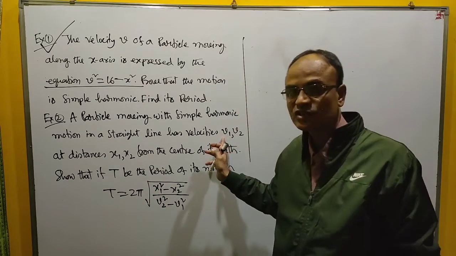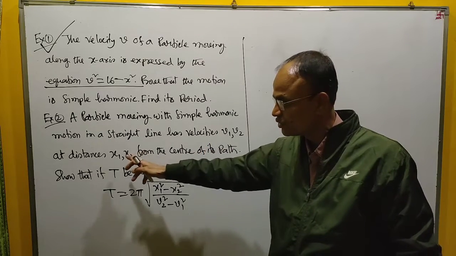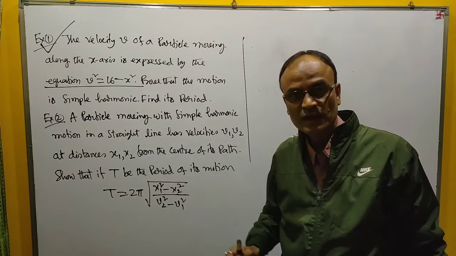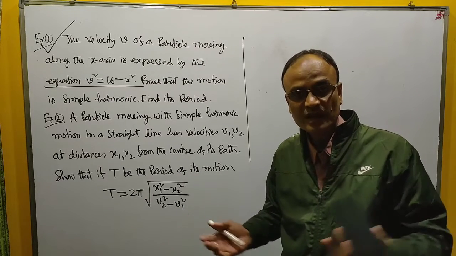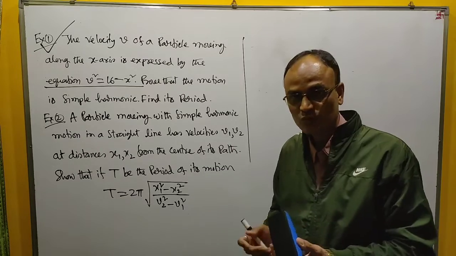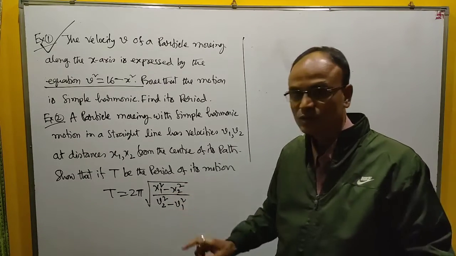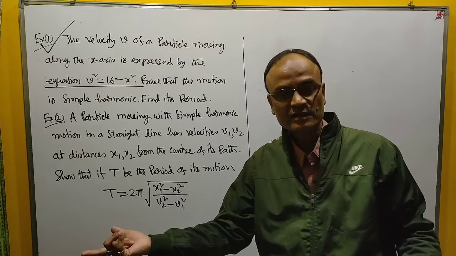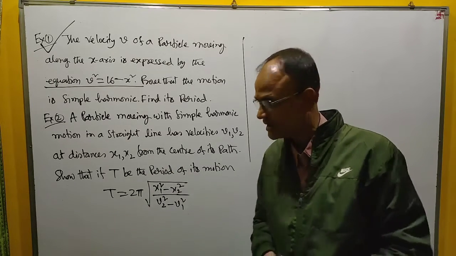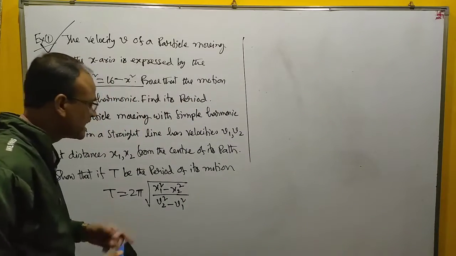Obviously, we will get two relations between v1, v2 and also x1, x2. From these relations, you should find the value of mu in terms of x1, x2, v1, v2. Then you will definitely be able to find the time period.